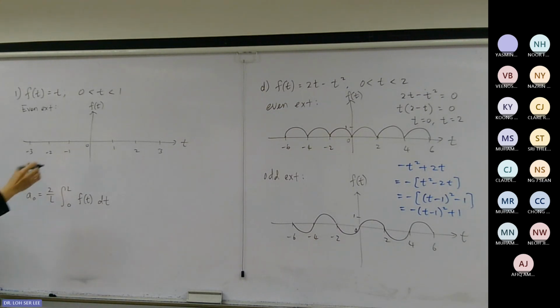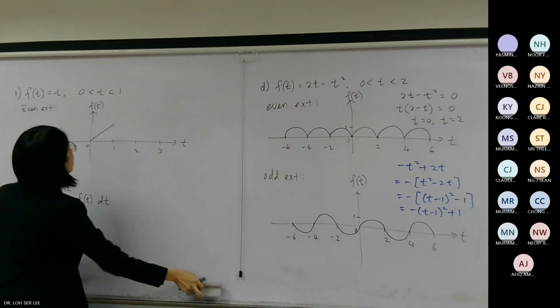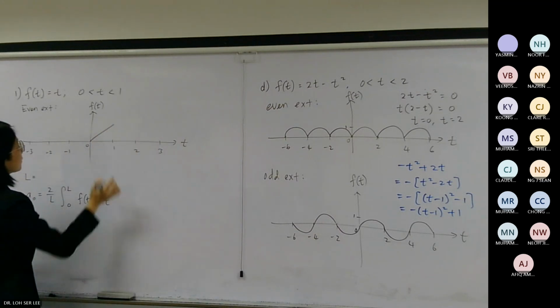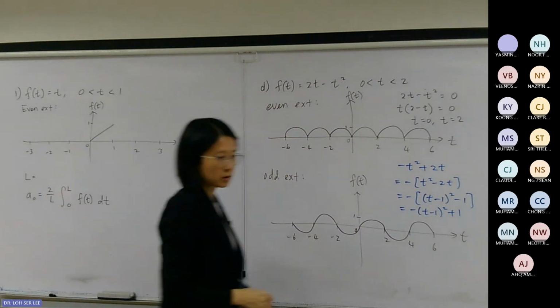From 0 up to 1, you have t. Now we want the even extension, so reflect the line through the y-axis and extend it into an even function.